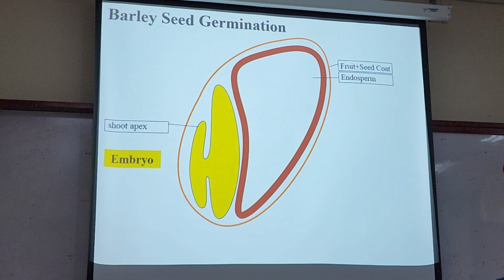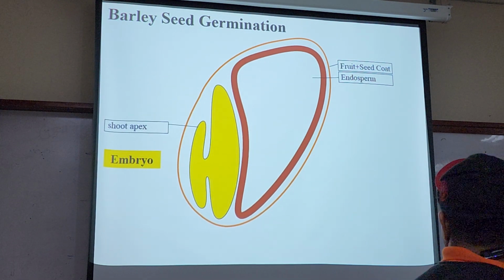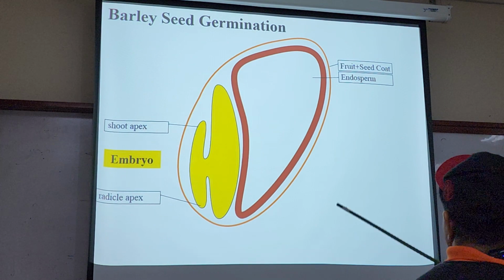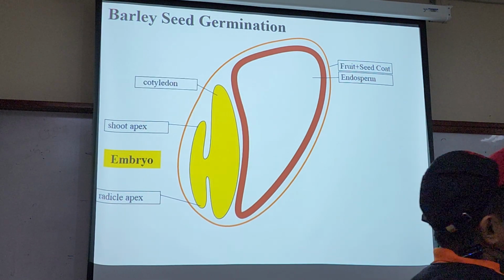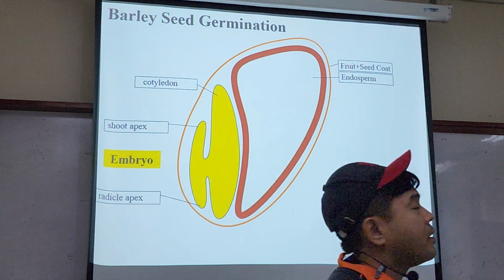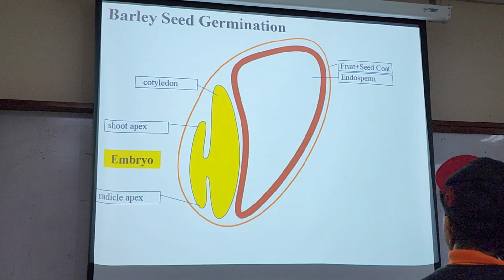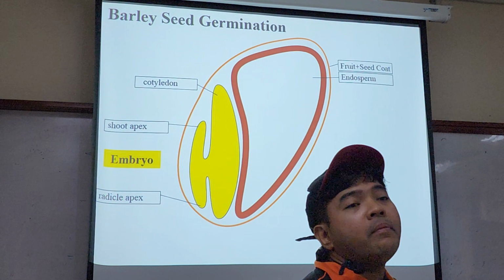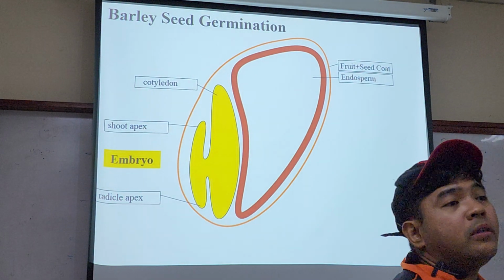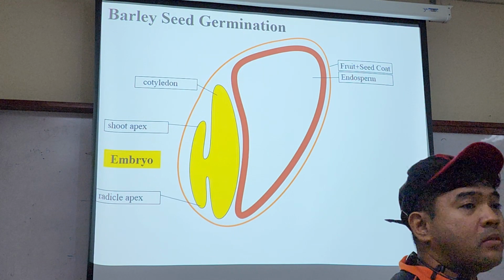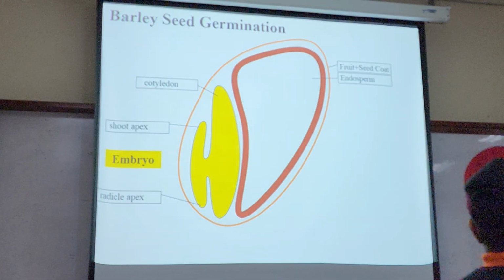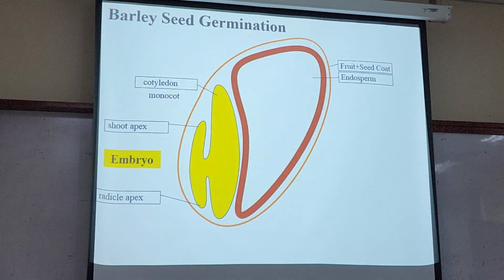Okay. And what is that? That's the shoot apex. That's the radicle apex. And that's the cotyledon or scutellum. I mentioned on Monday, right? If you call it cotyledon, it's correct as well. But if you want to get it precisely, it's called scutellum.